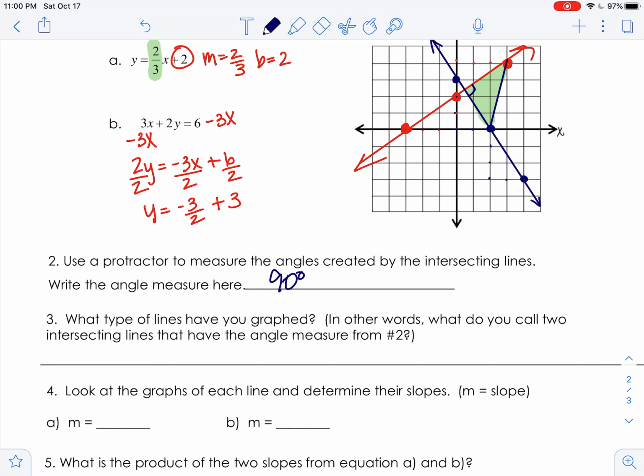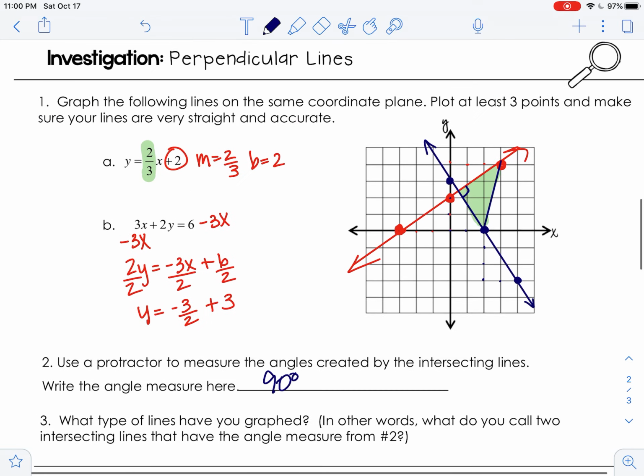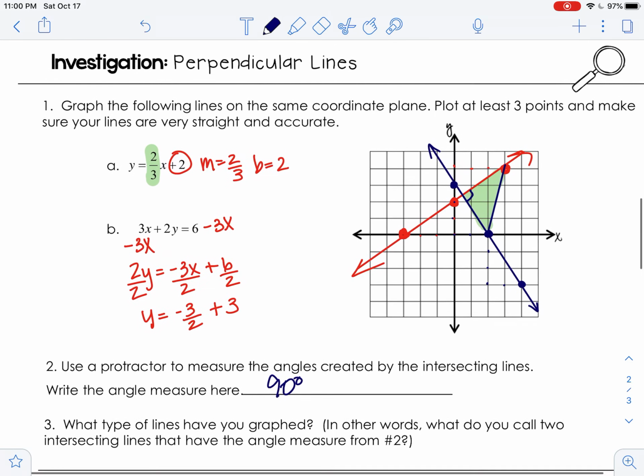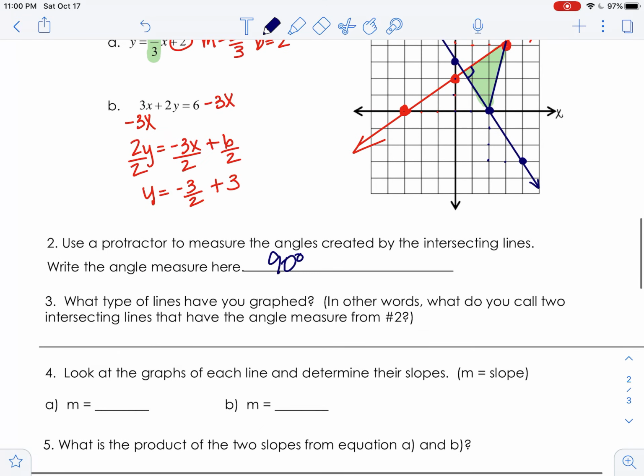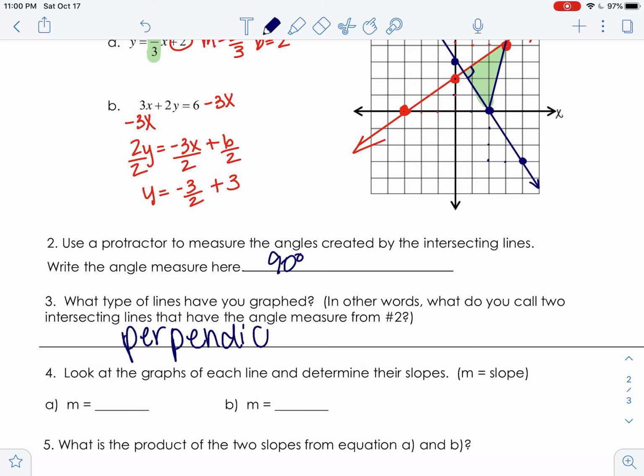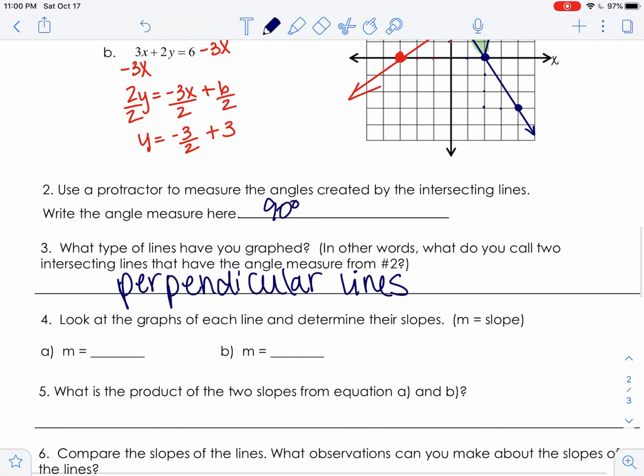So it says, what type of lines have you graphed? In other words, what do you call two intersecting lines that have a 90-degree angle for their measure? Okay, well, I hope in your brain you were thinking about the title of our notes today, and it says perpendicular lines. So we have created perpendicular lines. So perpendicular lines have 90-degree angles.